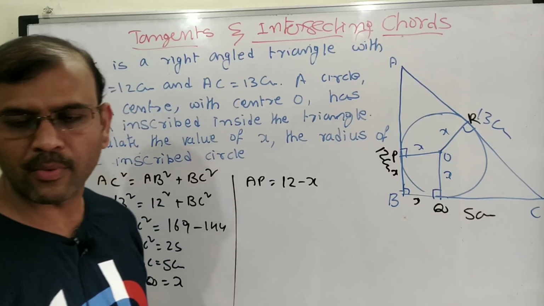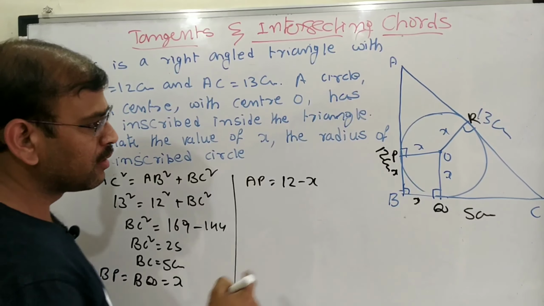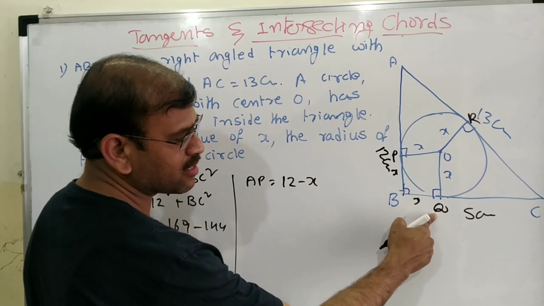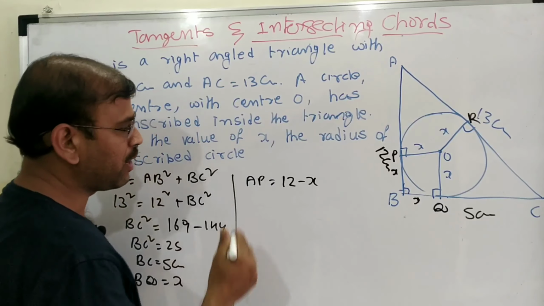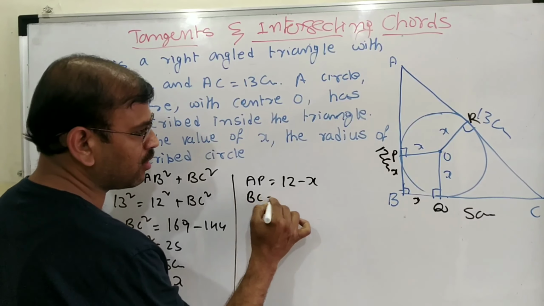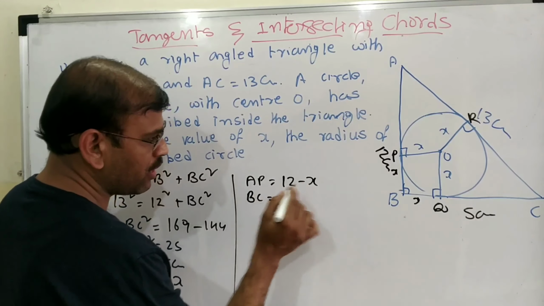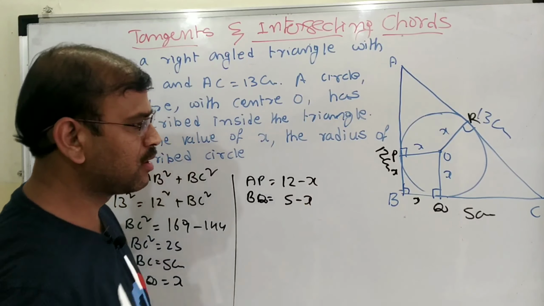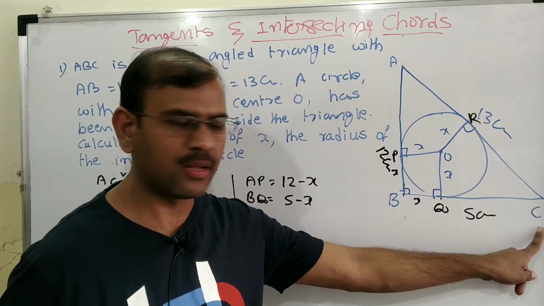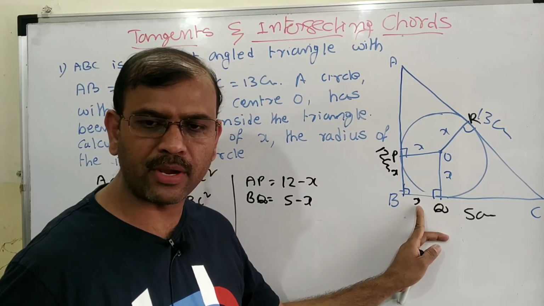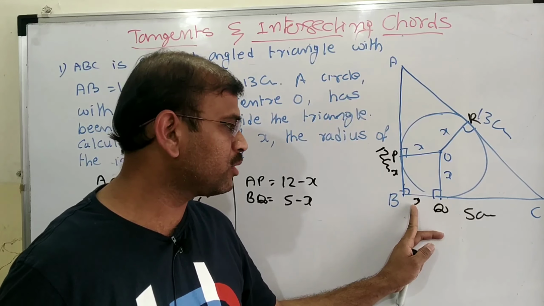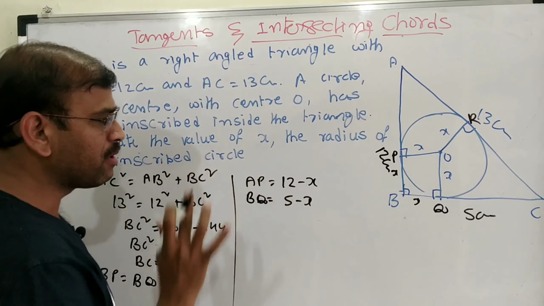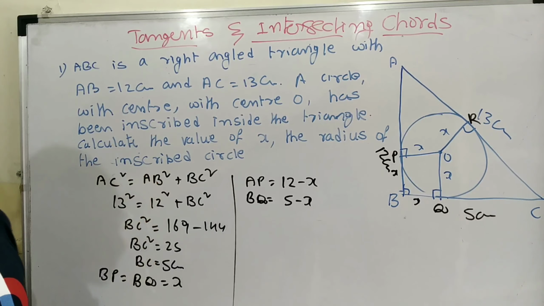Similarly, here also I am going to apply the same concept. BC is 5 centimeter in total, BQ is x. From the 5 we remove the x value. So BQ equal to x, and QC equal to 5 minus x. The total length is 5 centimeter, from that we are removing BQ. If I remove the x value from the total, I get QC. Now remember that. Then we'll go for the next step.